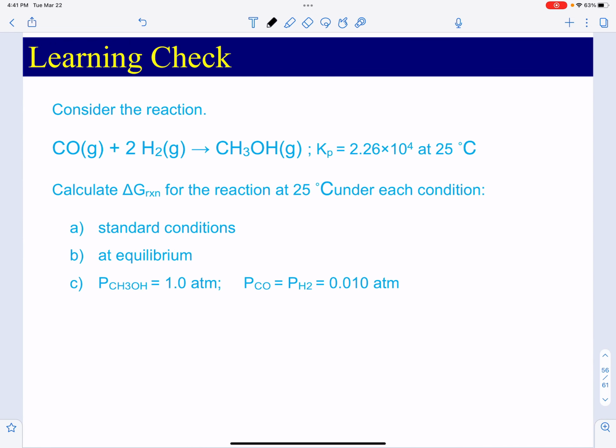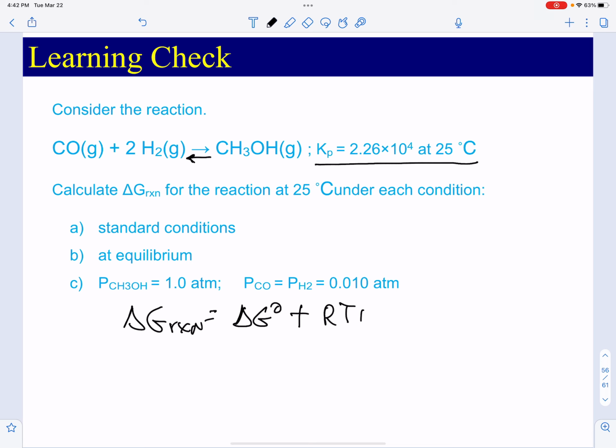And we can move to this problem now. So consider this reaction, and there's an equilibrium constant. So this is actually an equilibrium, right? So we have an equilibrium constant, so it should be an equilibrium. Calculate delta G of the reaction at 25 degrees Celsius under each condition. Well, let's start with delta G. Delta G of the reaction equals delta G standard plus RT ln Q. And we're going to do the first one at standard conditions.